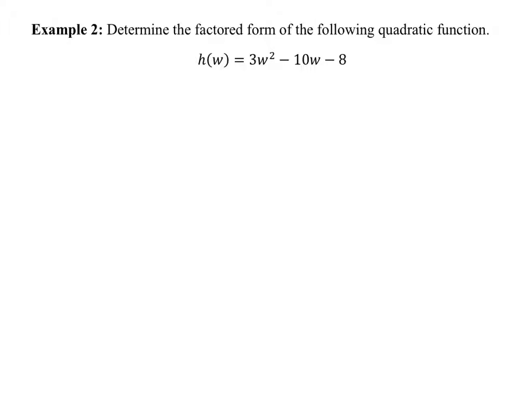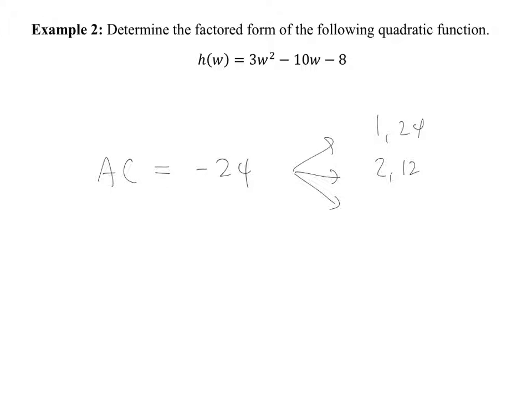AC method. AC is negative 24. What numbers multiply to negative 24 and add up to negative 10? Start with your factors of negative 24. This is where it gets annoying. Remember I was saying this before? 1 and 24. 2 and 12. Oh, what should I do, Bridge? When I get 2 and 12, what should I do right away? Should I keep going? Yeah.